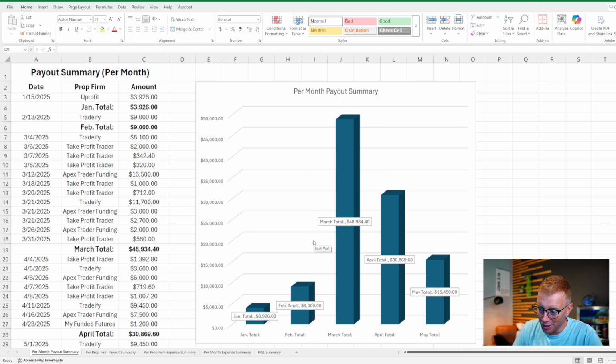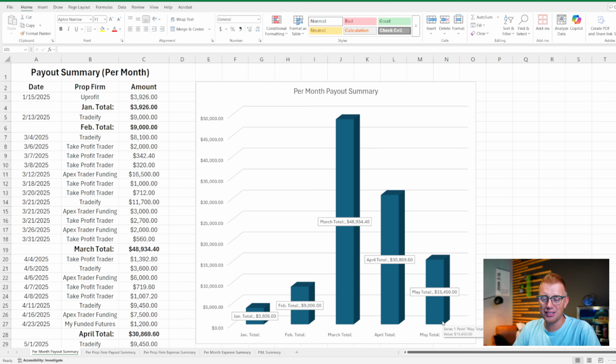And then in March, all that work kind of paid off. March, we had a record amount of payouts, $48,934. Great, great March. April was also great, $30,870 for April. And then in May, 15,450. So I'm pretty happy. Again, May is just getting started. We're only 10 days in.